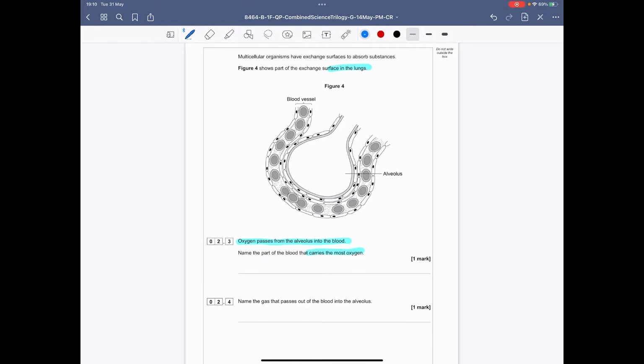So remember, in blood there are 4 parts to it. You've got your red blood cells, you've got your white blood cells, you've got your platelets, and you've got your plasma. Now the part that carries oxygen, you should remember, is your red blood cells. White blood cells fight disease. Platelets cause clotting and form scabs, and plasma carries everything else, like hormones and CO2.